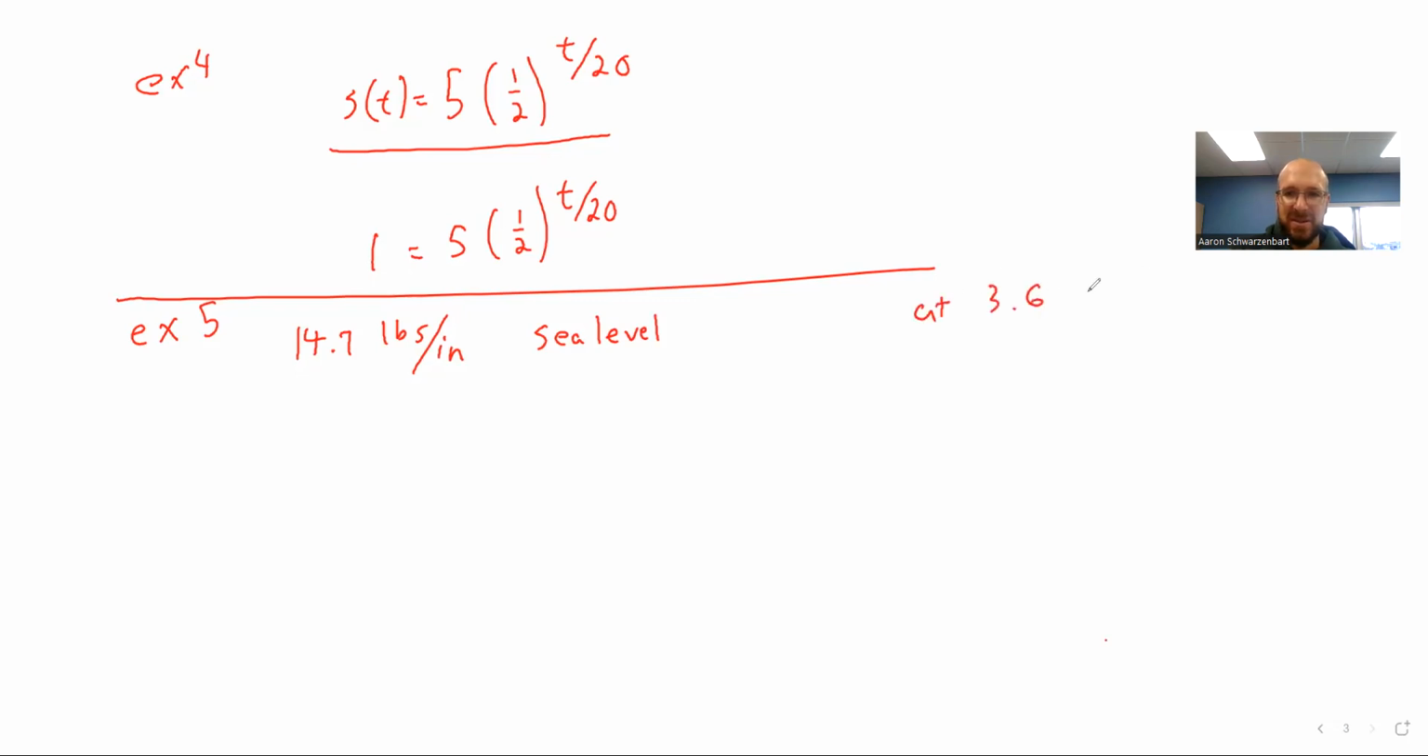So quite a bit higher than Denver. 3.6 miles, that's something like 20,000 feet. So at the top of Denali, that's the tallest mountain in the lower 48 states. It's in Alaska. It's about 20,000-ish feet. Somewhere around there, it's going to be half of 14.7, which is 7.35.